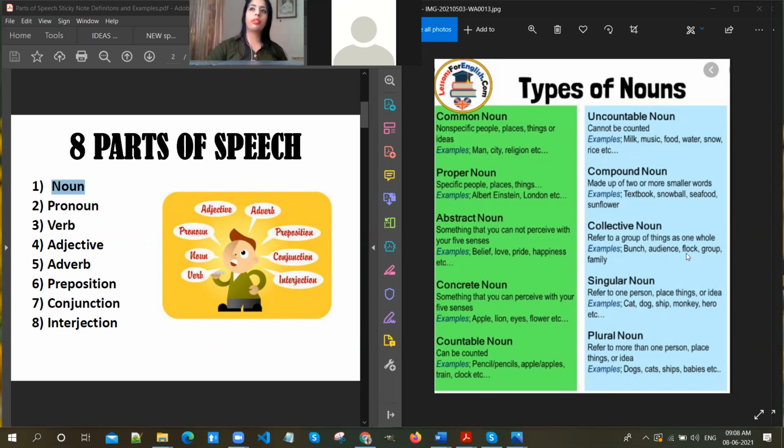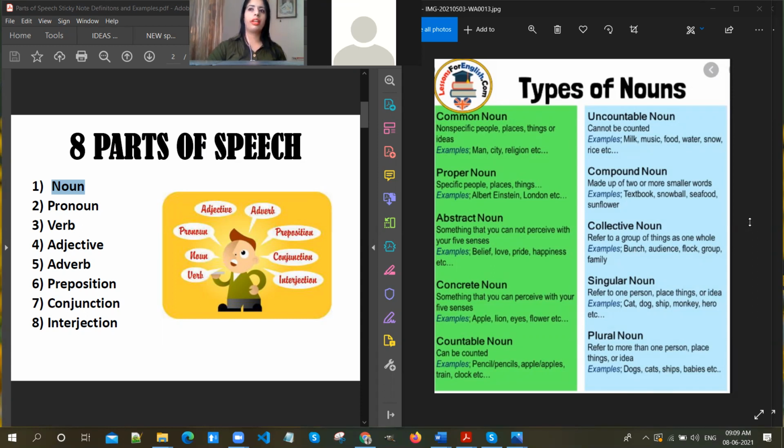Next is singular noun. Singular nouns are the nouns which refer to one person, place, thing, or idea. For example, cat, dog, ship, monkey, hero. So these are the singular nouns, right? But when you add s to these nouns, they will become plural. So plural nouns refer to more than one person, place, thing, or idea. For example, dogs, cats, ships, babies, monkeys. So these are the plural nouns.